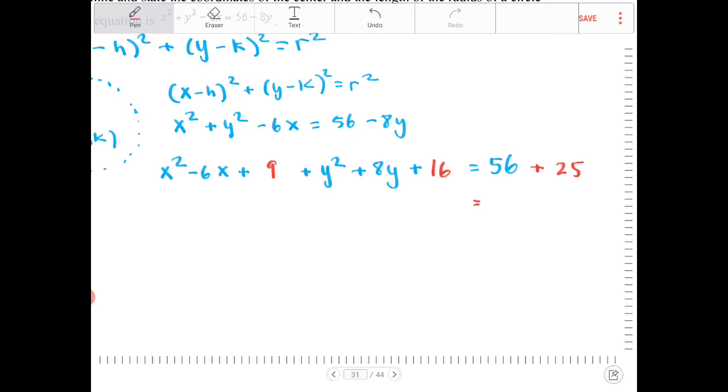So on the right-hand side of the equation, I will end up with 81. On the left-hand side, x squared minus 6x plus 9 will factor into x minus 3 squared, and y squared plus 8y plus 16 will factor into y plus 4 squared. So here I can see that the center is located at 3 comma negative 4, and the radius is equal to, since 81 is equal to r squared, r is equal to 9.